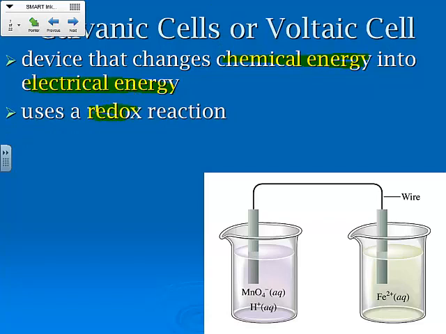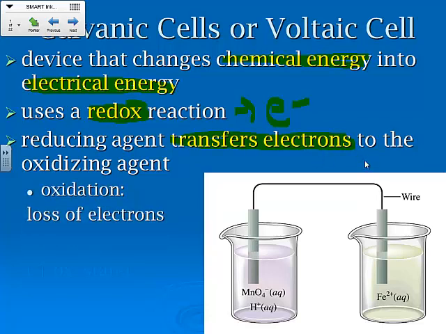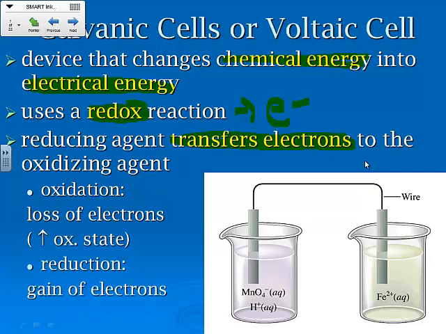And it uses a redox reaction because if we're going to have electricity, we need to have a flow of charged particles, and that flow of charged particles is going to come from those electrons that are being transferred. And the reducing agent, like I said, will transfer the electrons to the oxidizing agent, and if we can capture that transfer of electrons, then we can generate electricity. So oxidation, again, is the loss of electrons. Reduction is the gain of electrons.